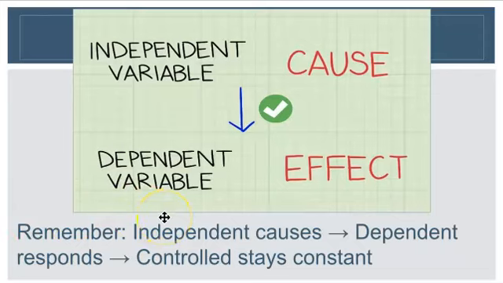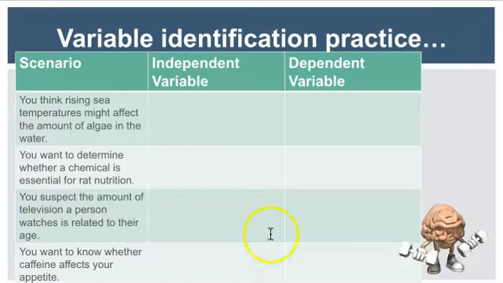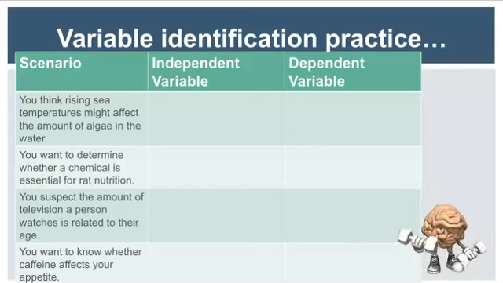So again, you want to try to remember: independent causes, dependent responds, and then the control stays constant. Okay? So go ahead and practice identifying independent and dependent variables in these scenarios.